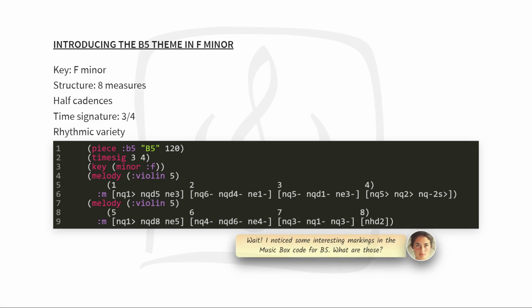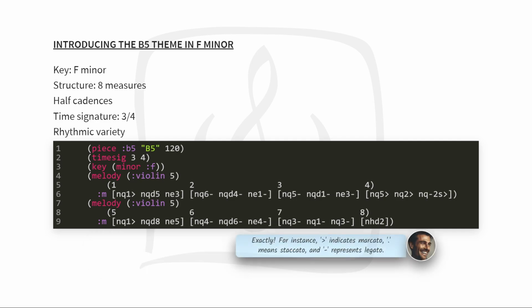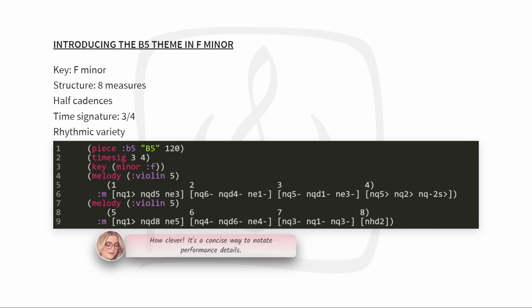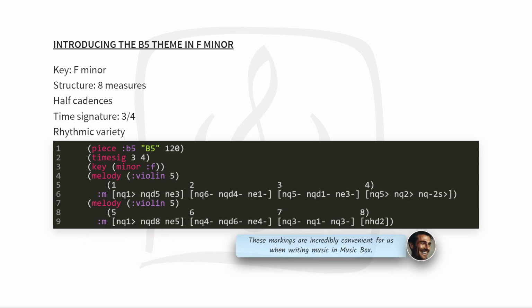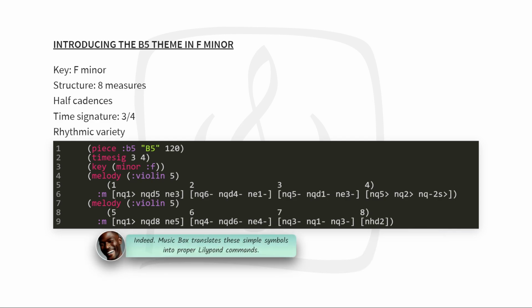Wait. I noticed some interesting markings in the MusicBox code for B5. What are those? Those are articulation markings. They add nuance to how each note should be played. Exactly. For instance, greater than indicates marcato, dot means staccato, and dash represents legato. How clever. It's a concise way to notate performance details. These markings are incredibly convenient for us when writing music in MusicBox. Indeed. MusicBox translates these simple symbols into proper Lilypond commands.